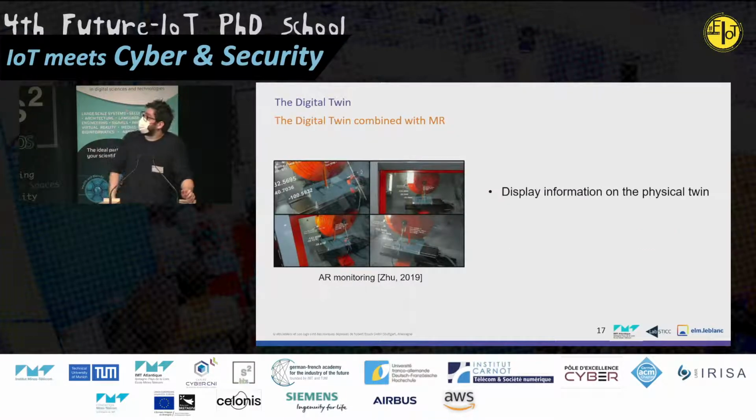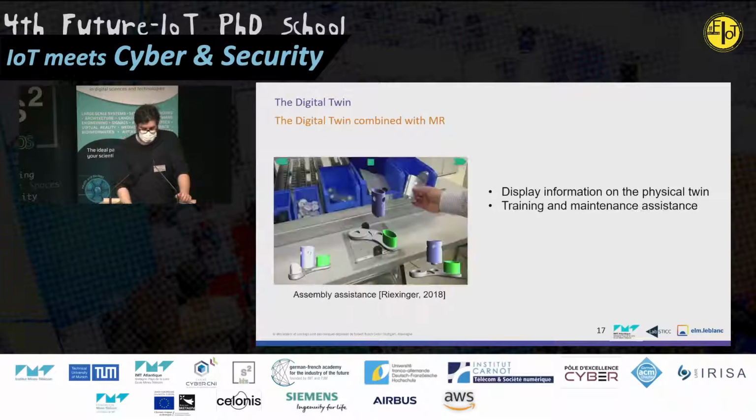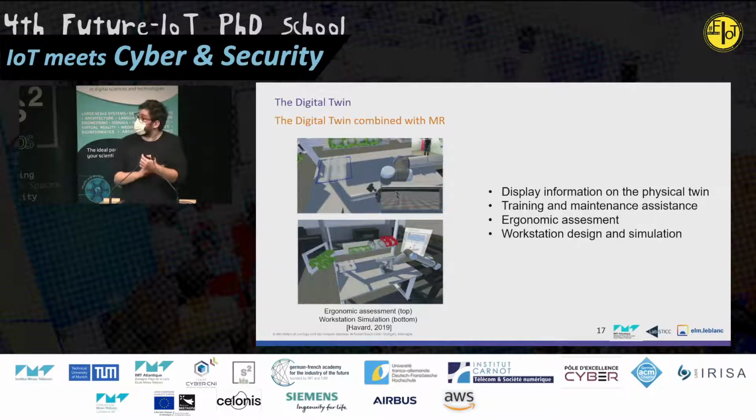So to use the example earlier, we can use AR to do the direct monitoring of a machine, with the display of information directly on the physical twin, information that we cannot see and cannot know when we are in the production line. We can use AR to help the training and maintenance of machines. For example, here it's an assembly assistance, so it will display information about the assembly process directly on the workstation. And we can use VR to design and simulate new workstations. For example, in this work, we have the ergonomic assessment of a new workstation and the simulation of a new workstation.